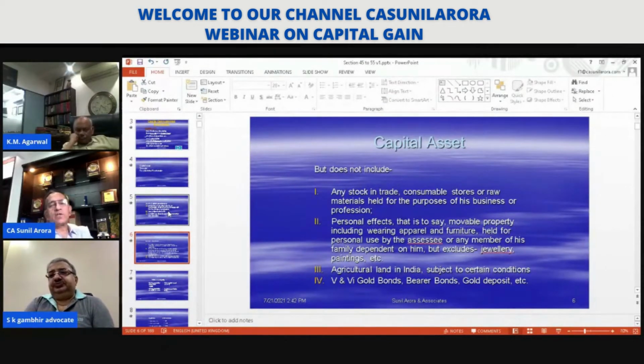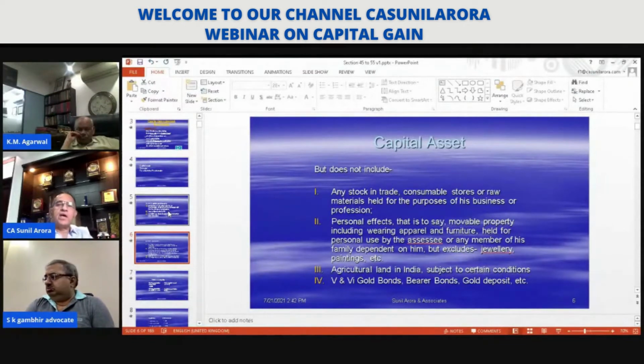Now, the second exclusion which has been provided from the definition is personal effects. That is to say, movable properties including wearing apparels, furniture held for personal use by the assessee or any members of his family or dependents. But that excludes jewelry, paintings, works of art, sculptures, and other such kind of assets. Importantly, jewelry has been excluded from the personal effects. So as a result, my personal effects would not be a very valuable kind of an asset. I can have clothes, wearing apparels and furniture, but jewelry would be excluded from my personal effects.